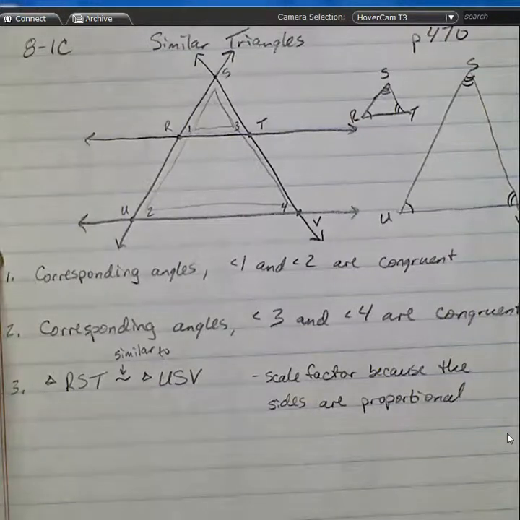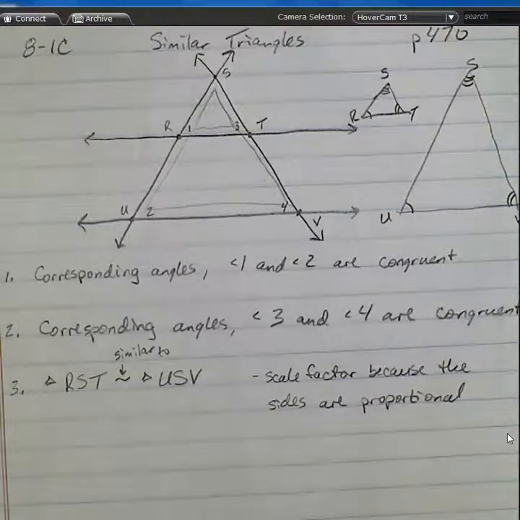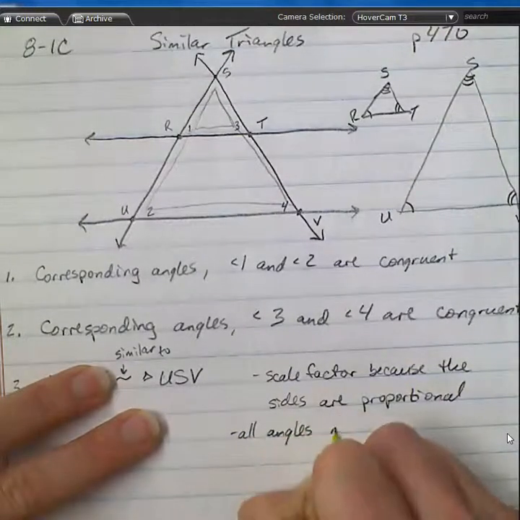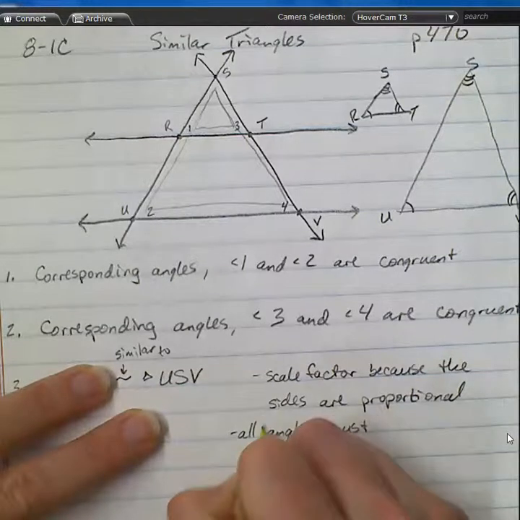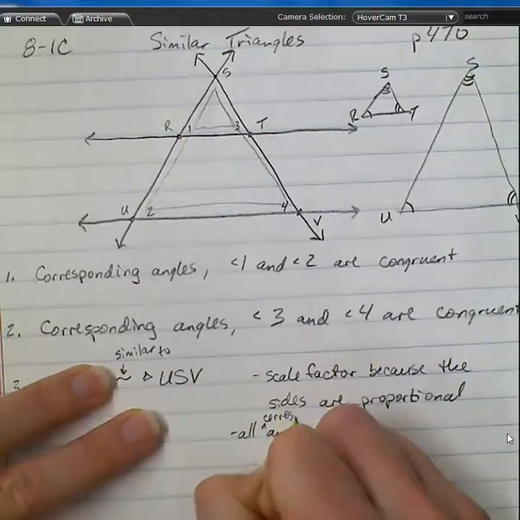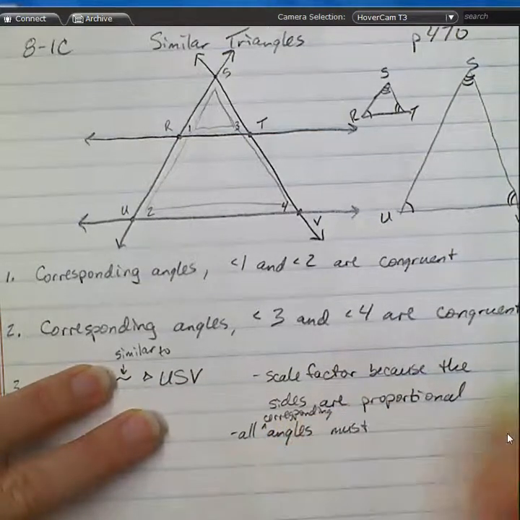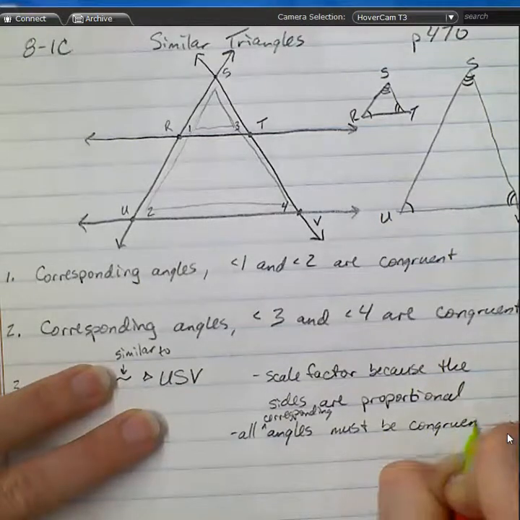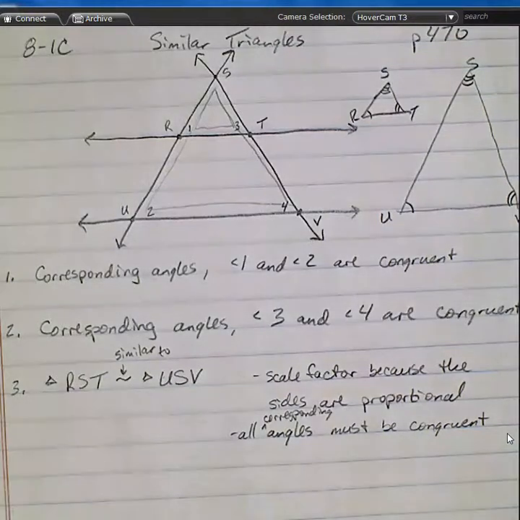What else do you need for similar figures to be similar? They have to have the same general shape, they have to have a scale factor, and all the angles, all corresponding angles, must be congruent, meaning they have the same measurement. Good work. So all corresponding angles.